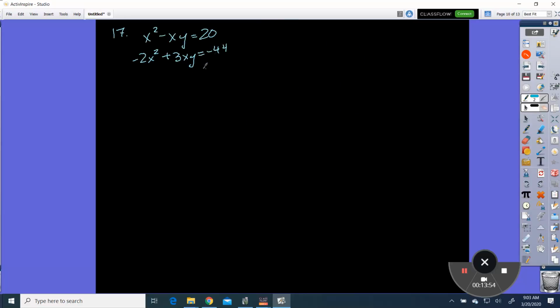Number 17, it says use elimination again. Rather than getting rid of my x squareds and having to work with xy, I'm going to get rid of this xy so I can just deal with one variable. I'd rather not have two variables, so I'm going to just multiply all of this by 3. So that gives me 3x squared minus 3xy equals 60. So now I have negative 2x squared plus 3xy equals negative 44. That was my original equation.